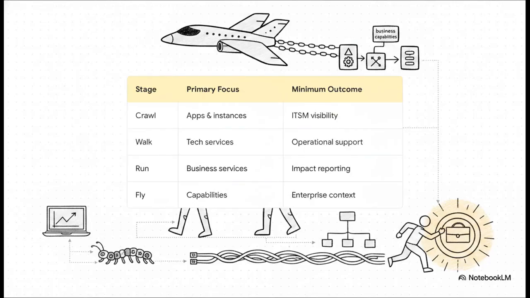And it's crucial to see how each maturity stage builds directly on the last one. In the crawl stage, you're focused on business applications just to get minimum ITSM visibility. Then you walk, mapping out tech management services. You really shouldn't even attempt the run stage, which is all about business portfolios, until those crawl stage service instances are properly linked up. And fly? That's for integrating enterprise business capabilities, and you only go there when the earlier stages are fully stable and governed.